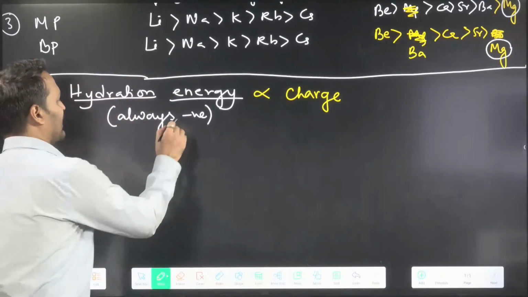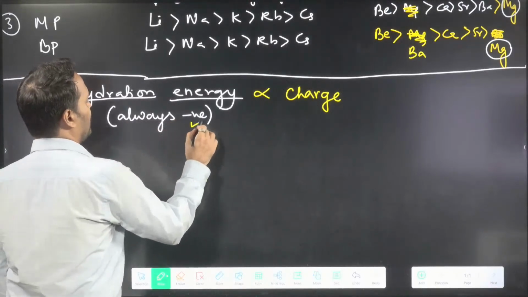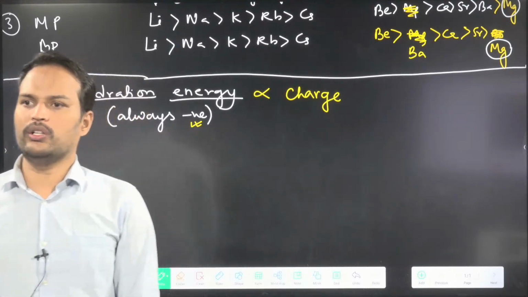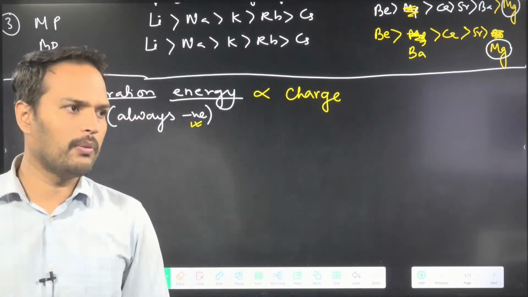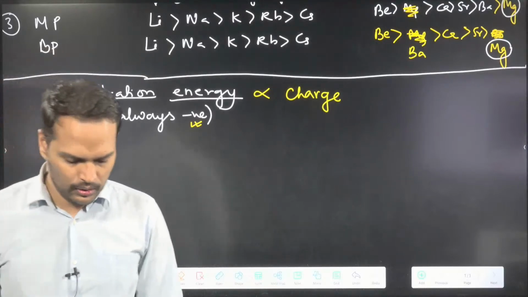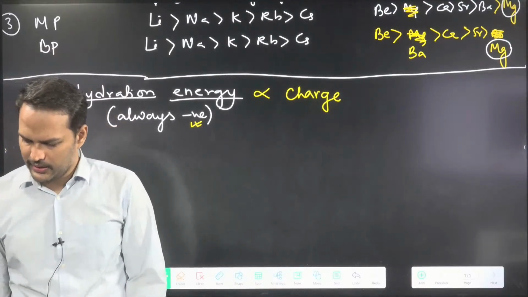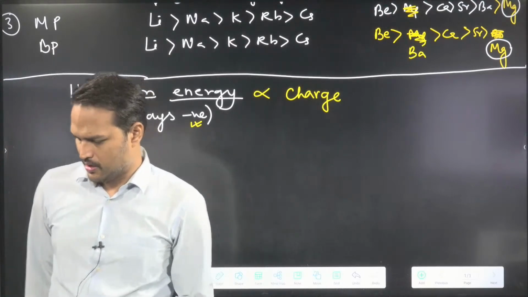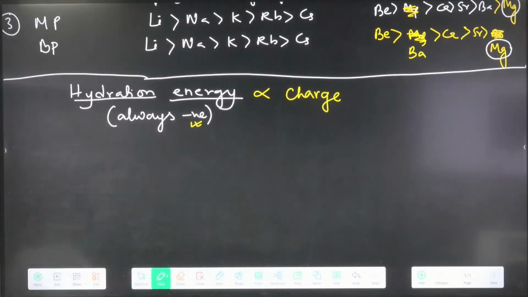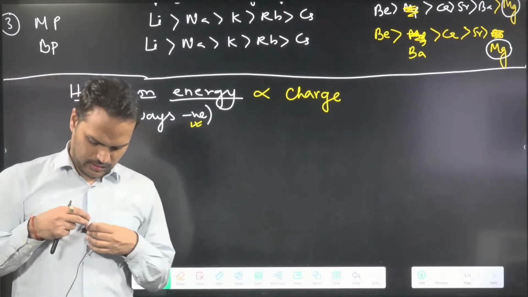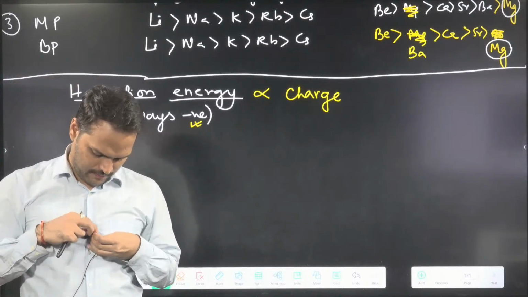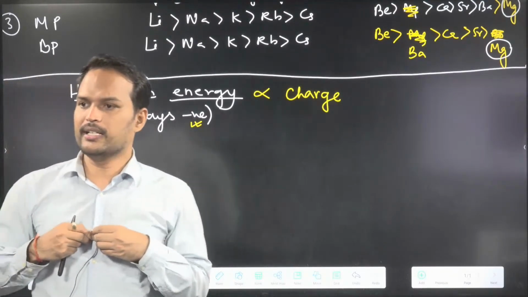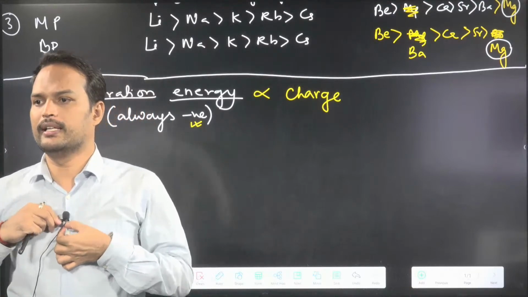Acha, if we say delta H is negative, what do you mean by this statement? Tell me. It is exothermic, energy released.